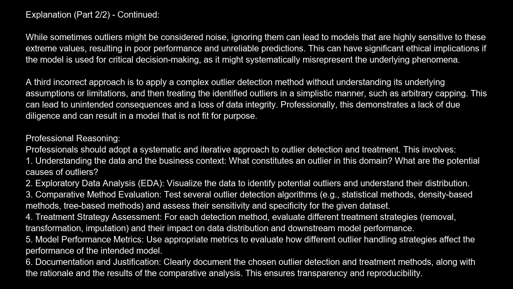5. Model performance metrics. Use appropriate metrics to evaluate how different outlier handling strategies affect the performance of the intended model. 6. Documentation and justification. Clearly document the chosen outlier detection and treatment methods, along with the rationale and the results of the comparative analysis. This ensures transparency and reproducibility.